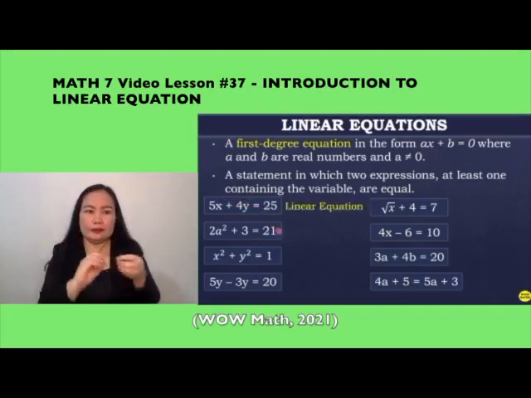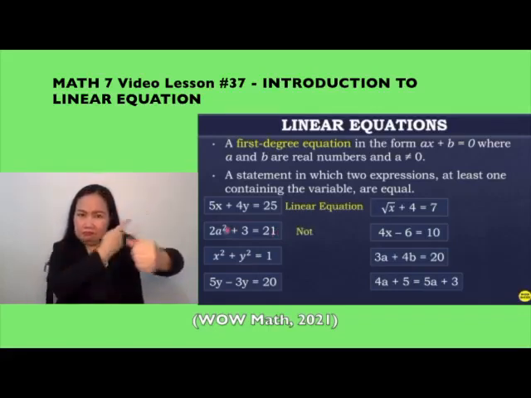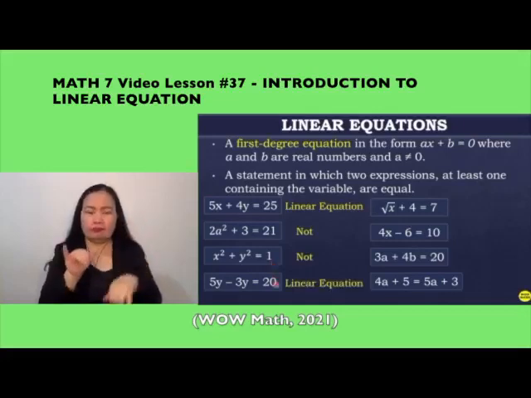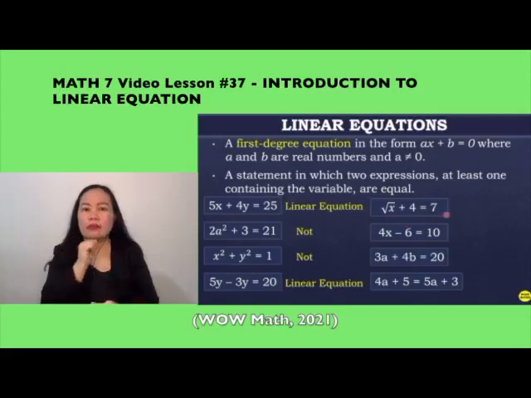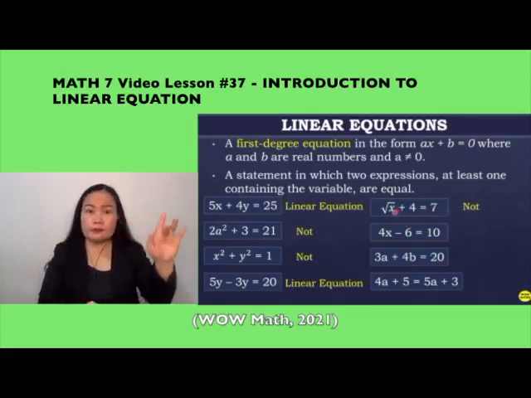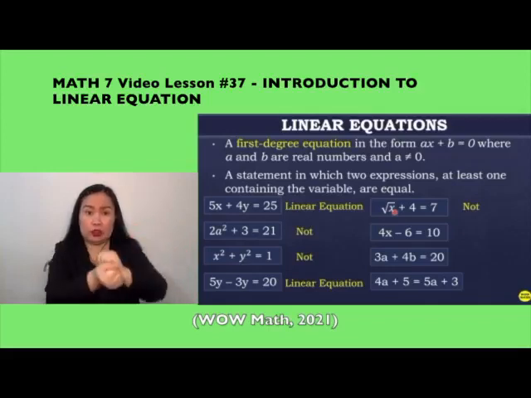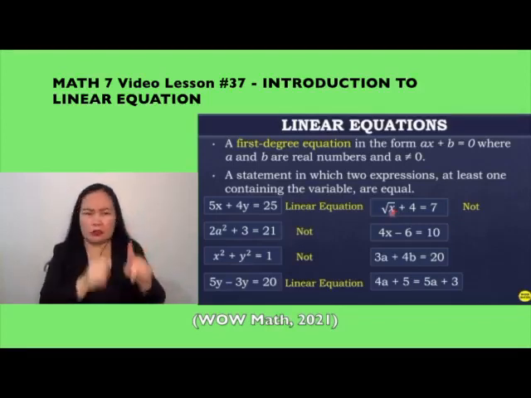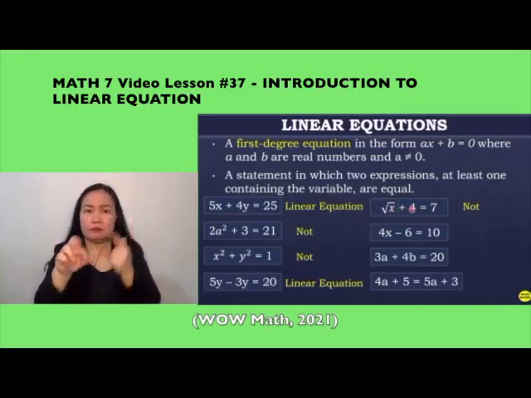Next, number 2, this is an equation but it is not linear kasi ang highest power niya ay 2. Ganon din po ito. So, this is not a linear equation. Number 4, this is linear equation. Number 5, this is not. Why? Kasi ito po ay magiging x is equal to raised to 1/2. Ang 1/2 is a fraction. Dapat ang highest power natin ay 1. So, x raised to 1/2 plus 4 is equal to 7. That's why it's not linear.